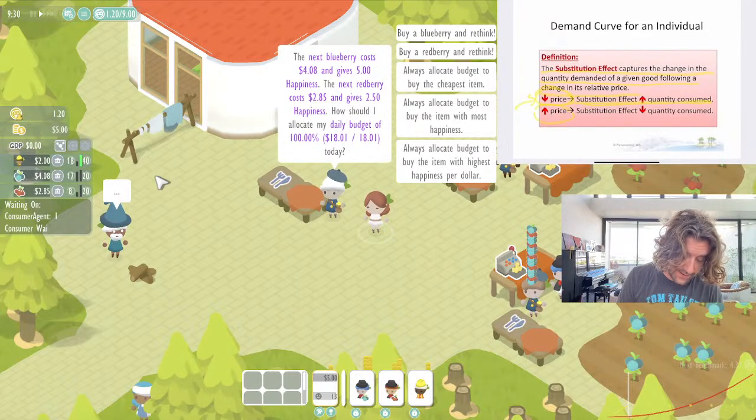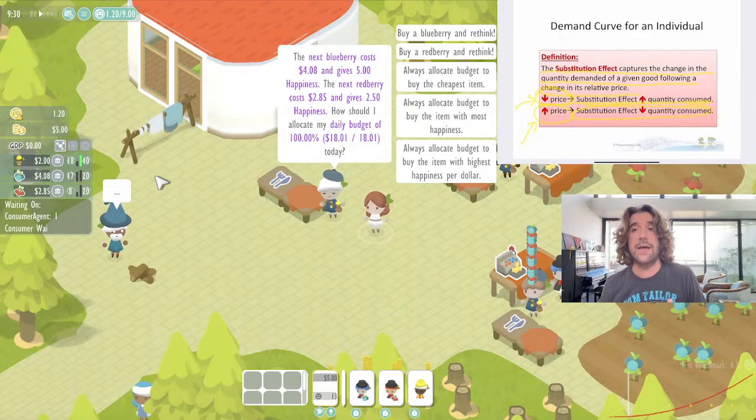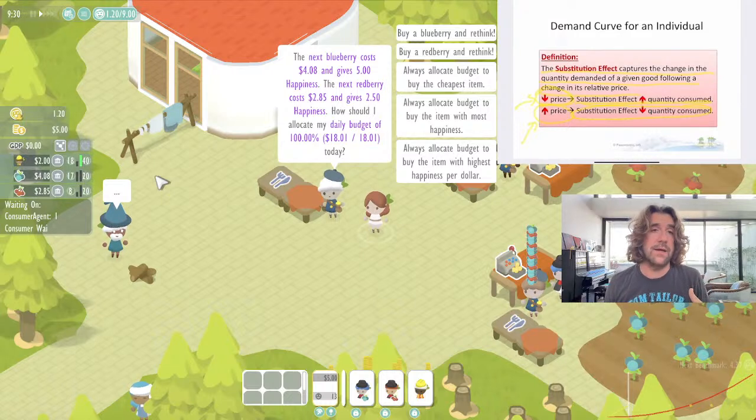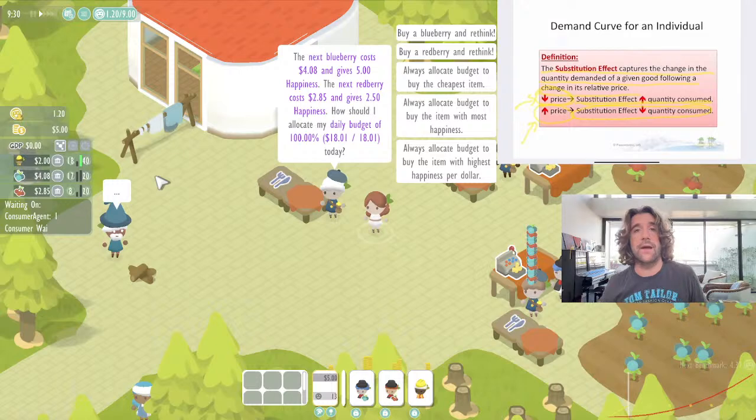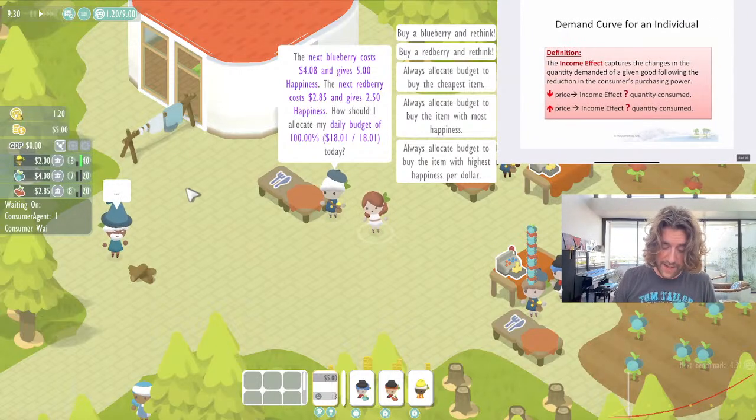And if the price of blueberries goes up, because of the substitution effect, we are going to end up consuming less blueberries, because blueberries are now relatively more expensive than red berries. So this is the substitution effect.